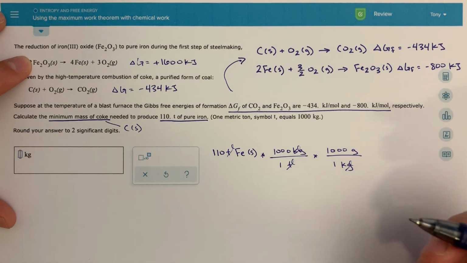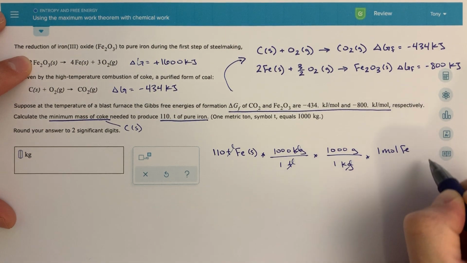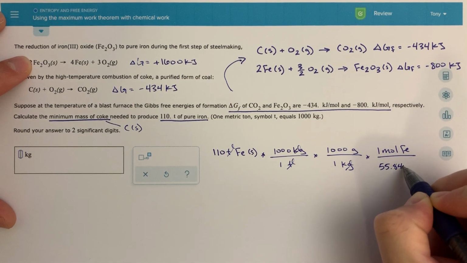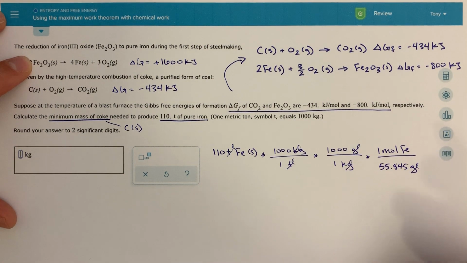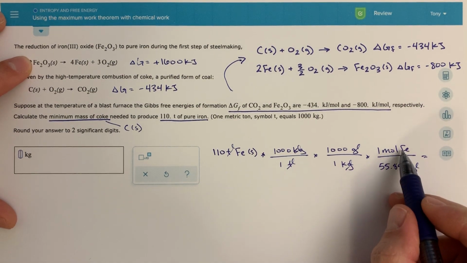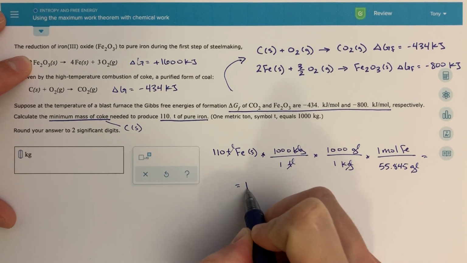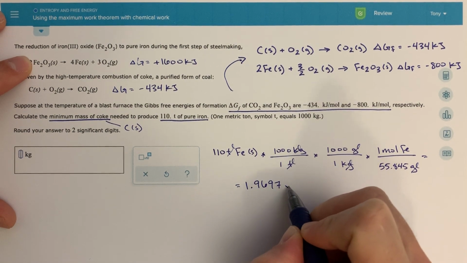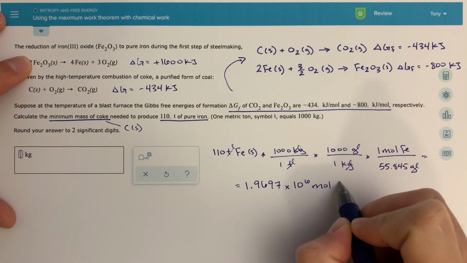We could take this one step further and convert from grams into moles, because I want to convert into moles of iron ultimately. The molar mass of iron is 55.845 grams. So I can do this one big dimensional analysis problem, and you can do this stepwise as well, but I can do this all in one calculation to figure out how many moles of iron there are in 110 tons. And that ends up equaling 1.9697, and I'm just going to carry my digits here till the very end, times 10 to the 6th moles of iron.